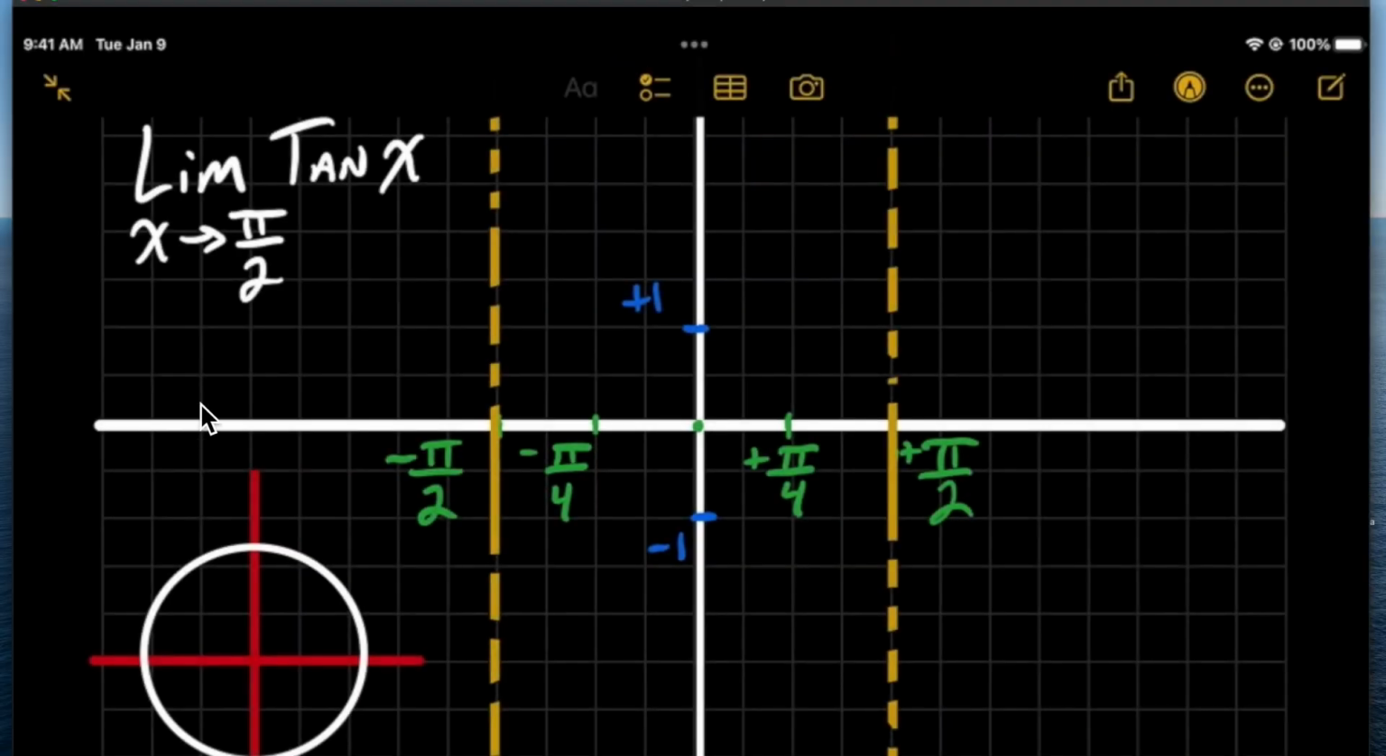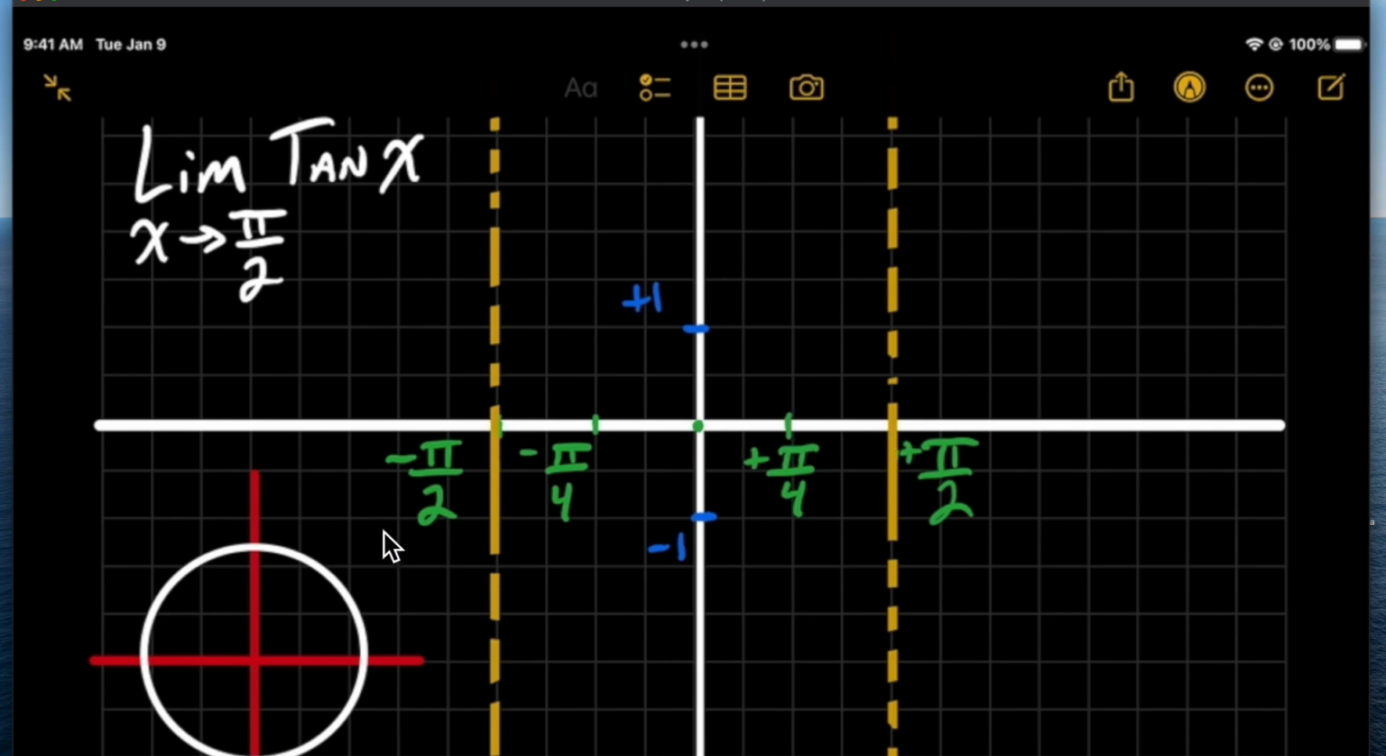Let's now look at the limit as x approaches pi over 2 radians of the tangent of x. It turns out that the tangent of x has a period of pi. And this distance here, if you look at it from negative pi over 2 to 0, that's pi over 2. And then if you move to pi over 2, this total is pi.